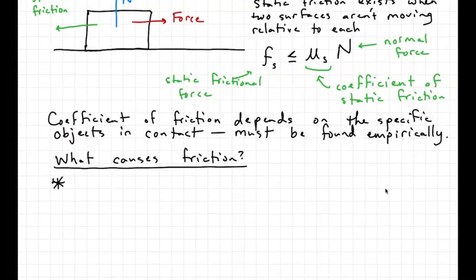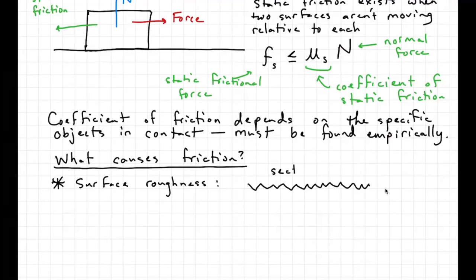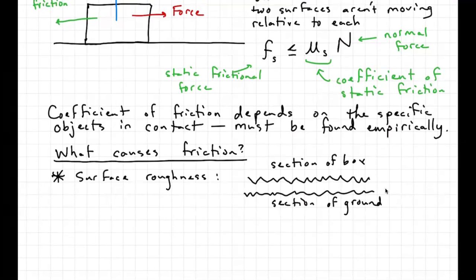Well, I guess surface roughness. So if you had two surfaces that were rough, imagine that if I zoomed in on a section of the box above, the box looks actually like this. It's not flat, right? It's jagged. So this is some section of the box. And then if I zoomed in on a section of the ground, it looks like this. So this is a section of the ground. And if you imagine sliding this box along the ground, you're going to get some sort of resistance to motion just based on these little jagged peaks and troughs where things catch on each other. So that's one thing that can cause friction.